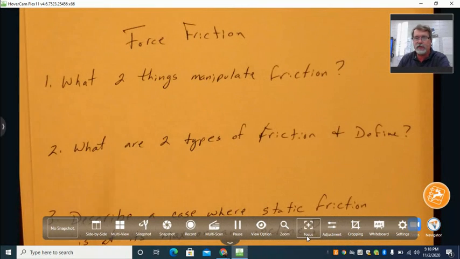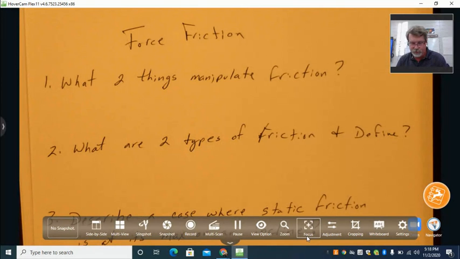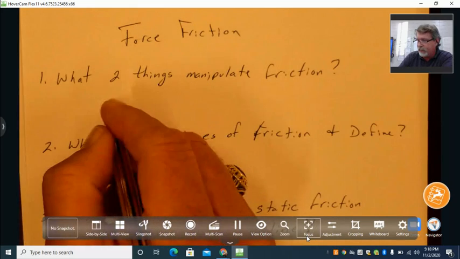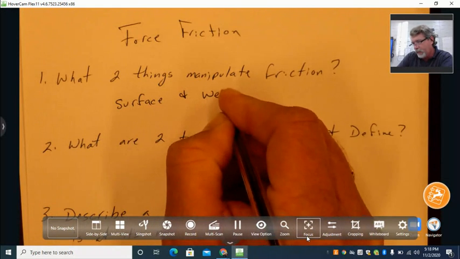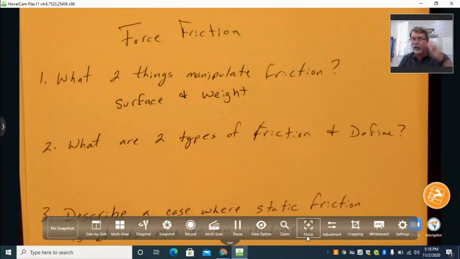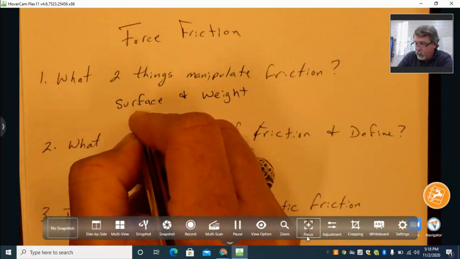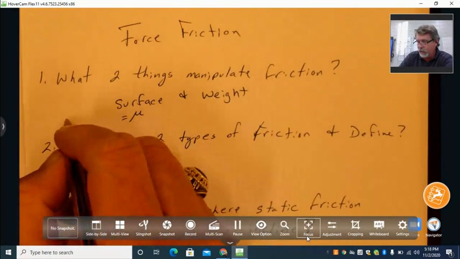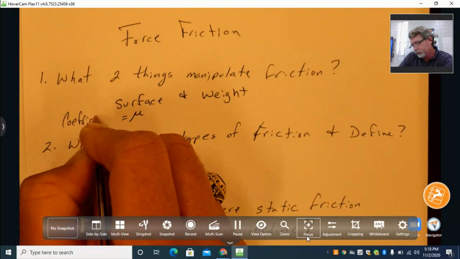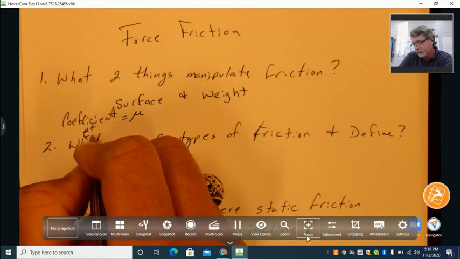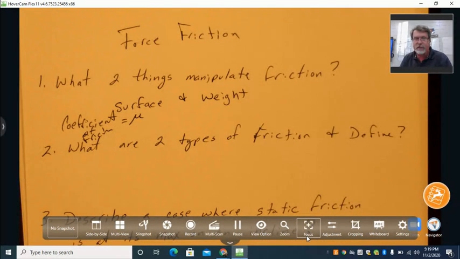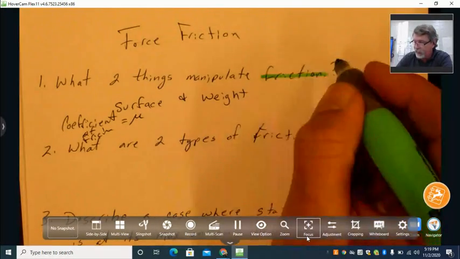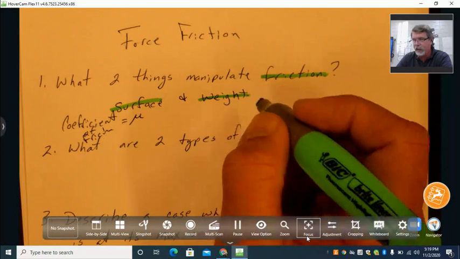From force normal, we dig into force of friction. So force of friction, let's answer these questions quickly. What are 2 things that manipulate friction? We discussed this in class today. The 2 things that manipulate friction are the surface and the weight of an object. Now, surface is mu, the symbol for the coefficient of friction. So the 2 things that manipulate friction are the surface of the object and the weight of the object.